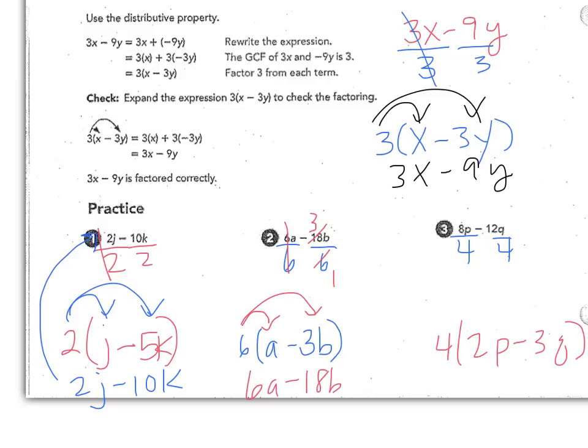All right, for the last one, I'm going to take out a group of 4. This time it wasn't one of the numbers. 12 and 8 don't have 8 in common or 12, so we need 4. 8p divided by 4 is 2p, and negative 12q divided by 4 is negative 3q. And again, we can check that. 4 times 2p is 8p. 4 times negative 3q is negative 12q.